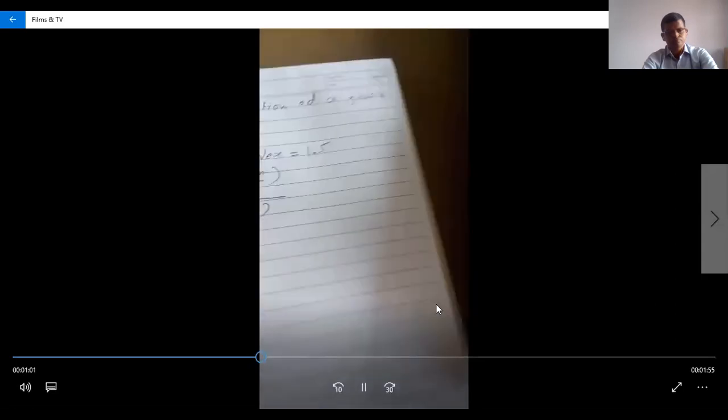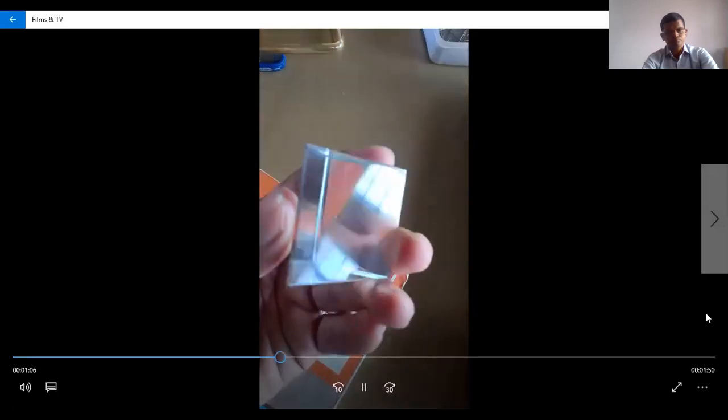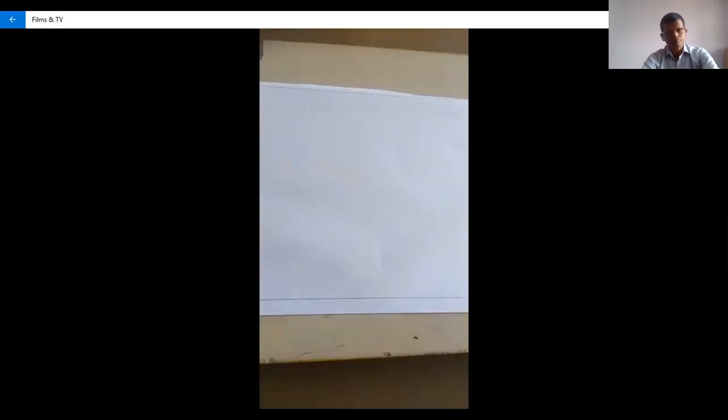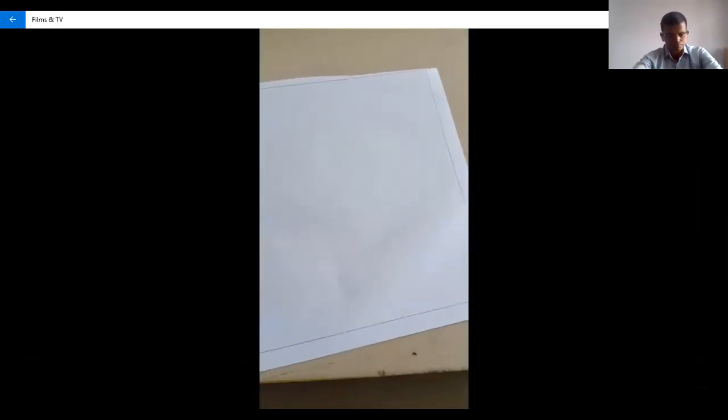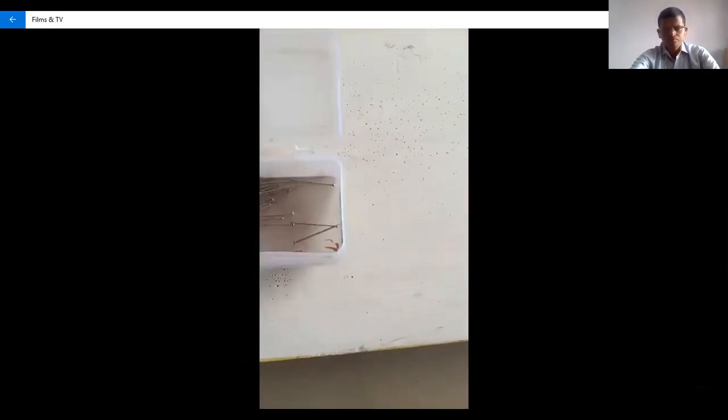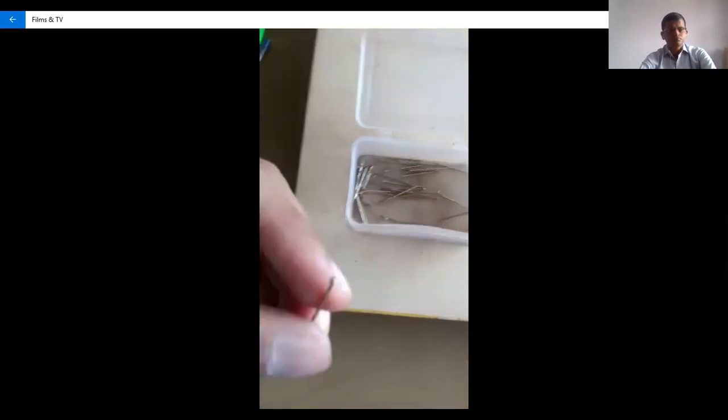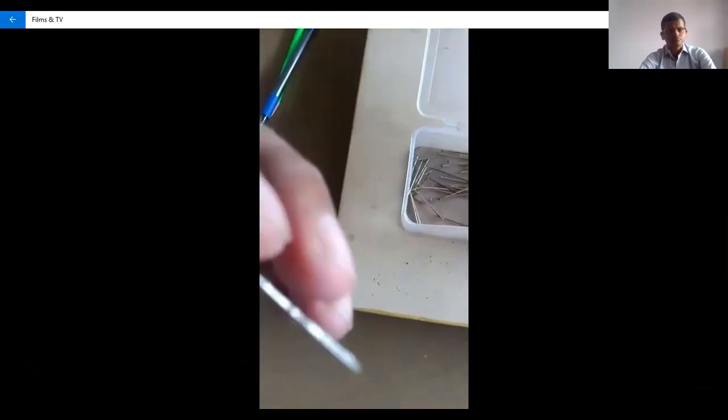Now for this practical, we want one glass prism, which has a triangular surface. After the prism we want one blank page, a drawing sheet, then a wooden bar, and then a pin. With the help of the pin we find a point for the angle of deviation. So what is the procedure?